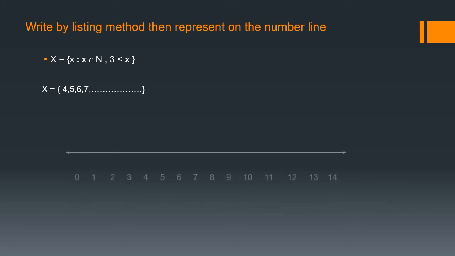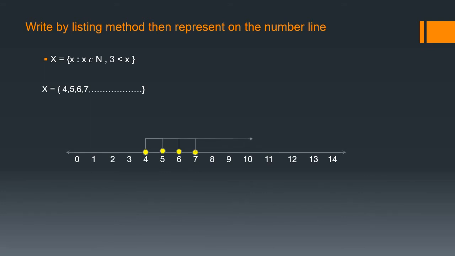Draw the number line starting from 0, 1, 2, 3, 4, 5 and so on. Now we want to locate the points or the elements 4, 5, 6, 7 and so on, and make an arrow because it's an infinite set.